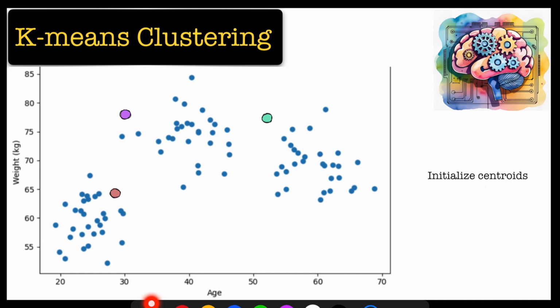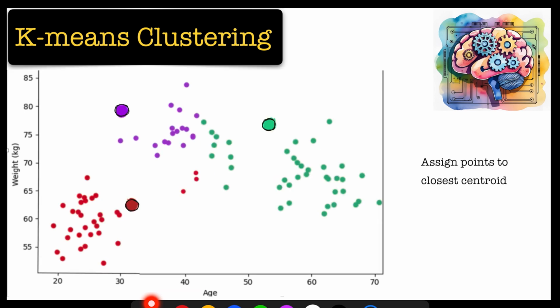Next, for each data point, we'll find the nearest cluster. For each data point, we'll assign that point to the nearest cluster. So these points will be assigned to this red cluster. A few points here will be assigned to the purple one. A few here will be assigned to the green one. So here we have assigned the data points. These are in the red cluster. These are in purple. These are in green.